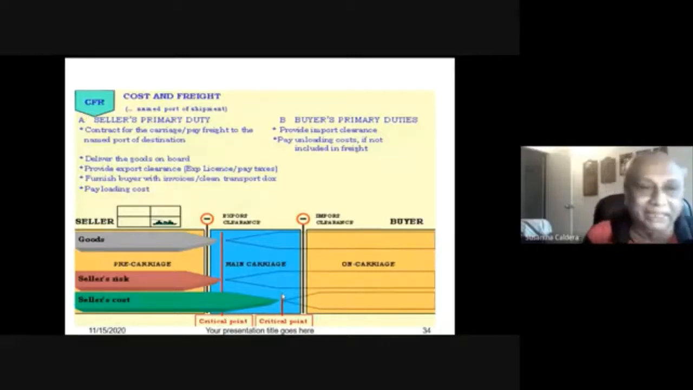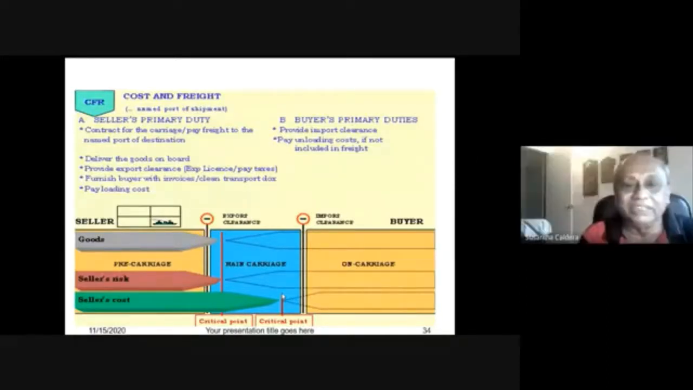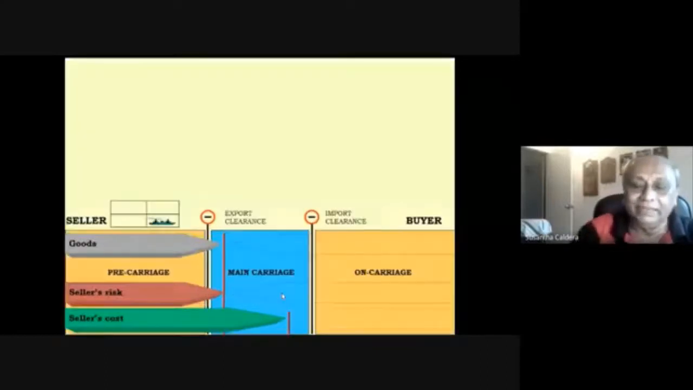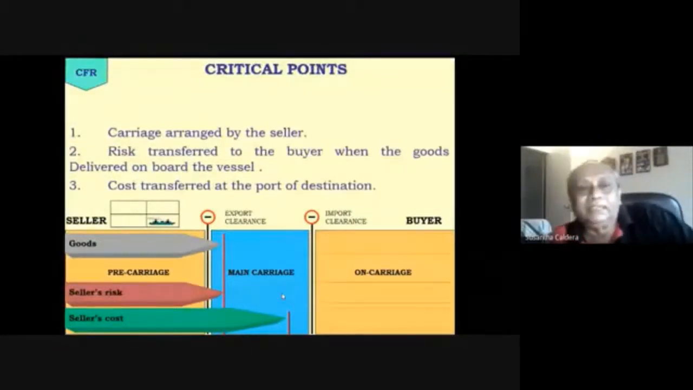One more thing in CFR, the buyer's primary duty is insurance. Insurance has to be arranged by the buyer. Seller will do only the cost and freight. Right? So the critical parts are carriage arranged by the seller, risk is transferred to the buyer when the goods are delivered on board the vessel, cost transferred at the port of destination. Right?